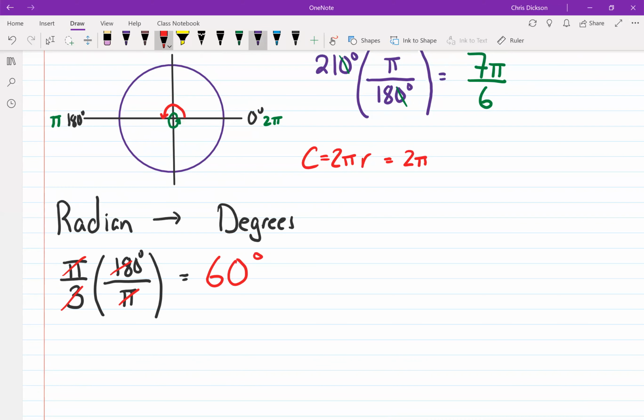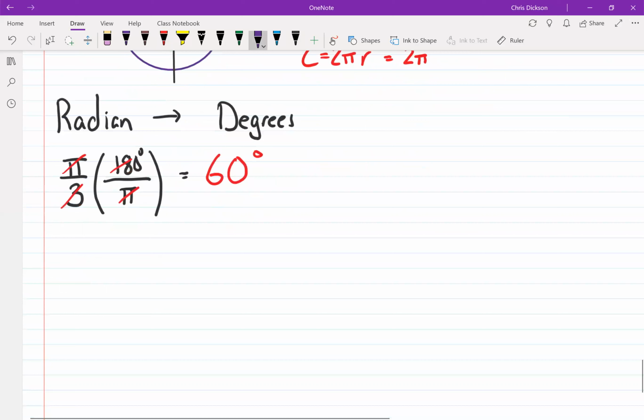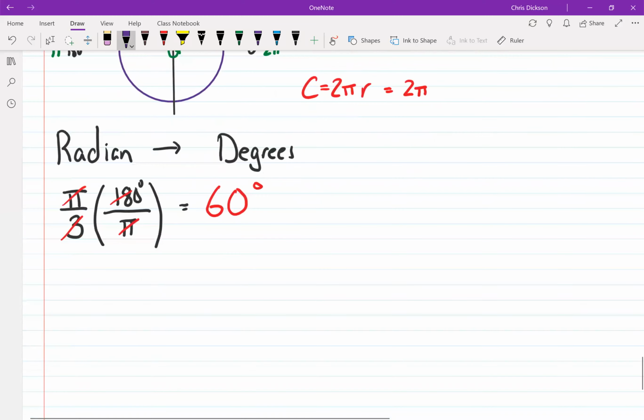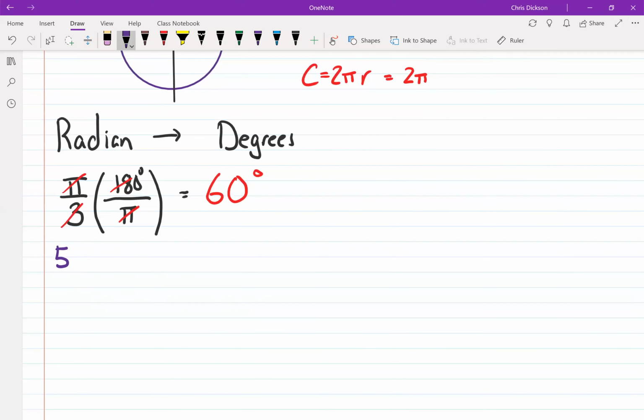So when you try this next one on your own here, let's try the one we were going to write here, which was, what was that question before? 7 pi over 6. So let's try 5 pi over 4. And once again, use your conversion factor and try to work that out.